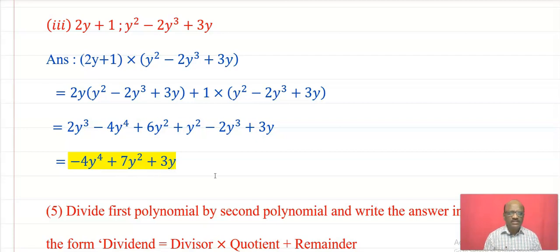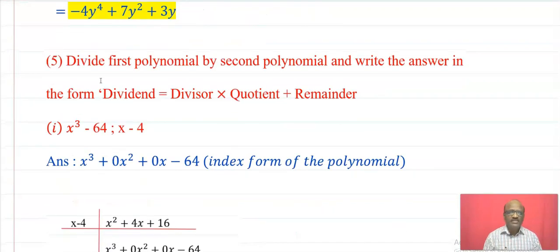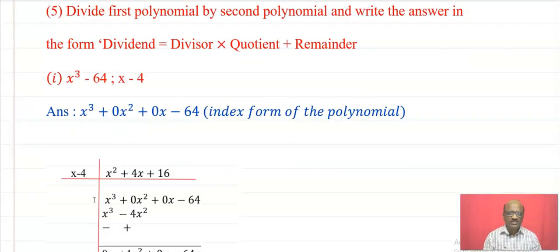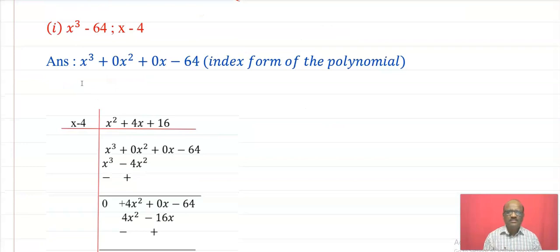Now we learned addition, subtraction, multiplication. Now next job is our division. That is, divide the first polynomial by the second polynomial and write the answer in the form dividend is equal to divisor into quotient plus remainder. हे जास्त अवघड असतं, बऱ्याच मुलांना येत नाही. मी अतिशय सोप्या भाषेत इथे लिहायचा प्रयत्न केलेला आहे. x क्यूब minus 64 डिवायडेड बाय x minus 4.